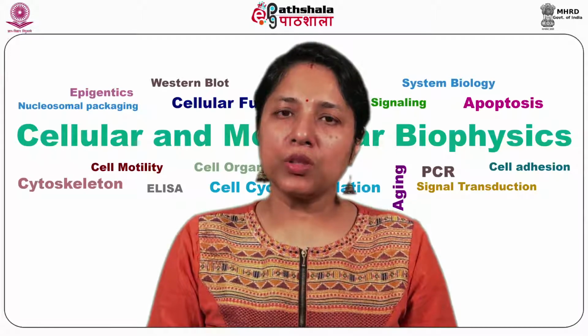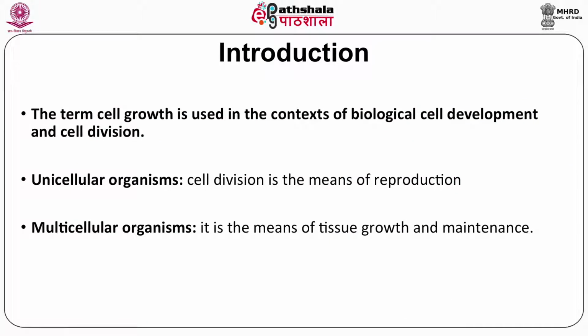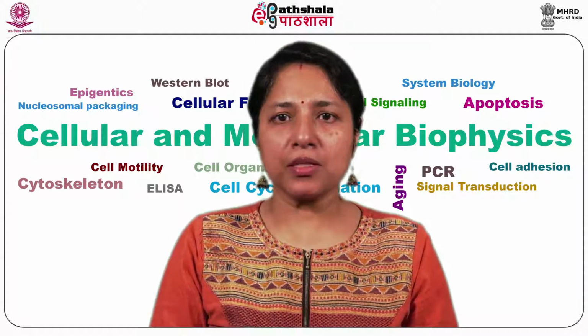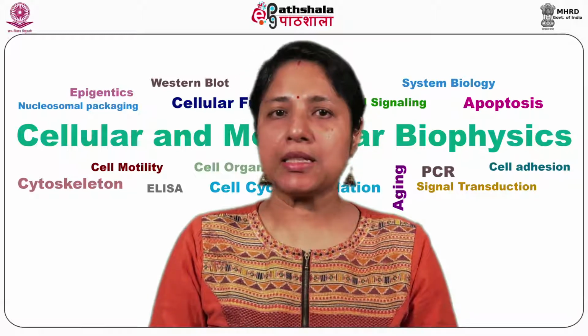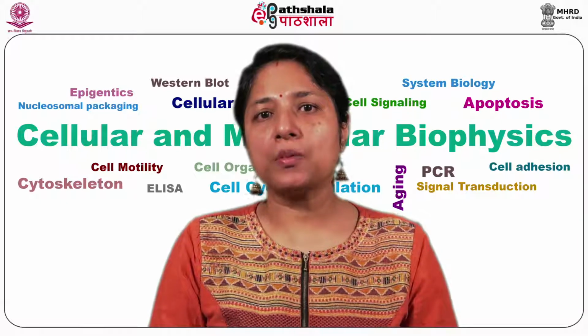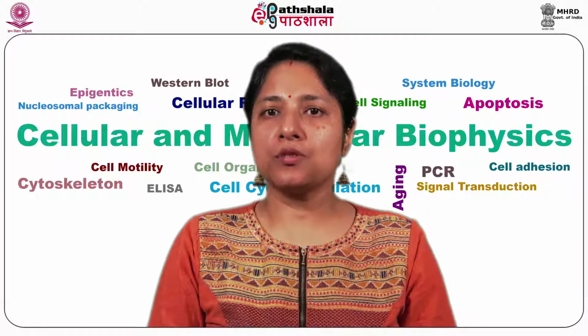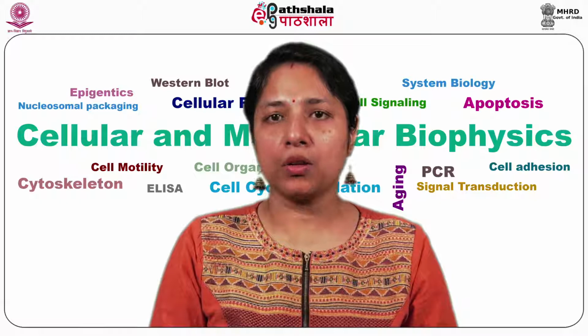Now, just to start with the introduction about cell growth and division. In unicellular organisms, cell division is the means of reproduction. In multicellular organisms, it is the means of tissue growth and maintenance. Survival of the eukaryotes depends upon interaction between many cell types, and it is very essential that a balanced distribution of types be maintained. Now, just to maintain this balance, cell division and proliferation is a highly regulated process.